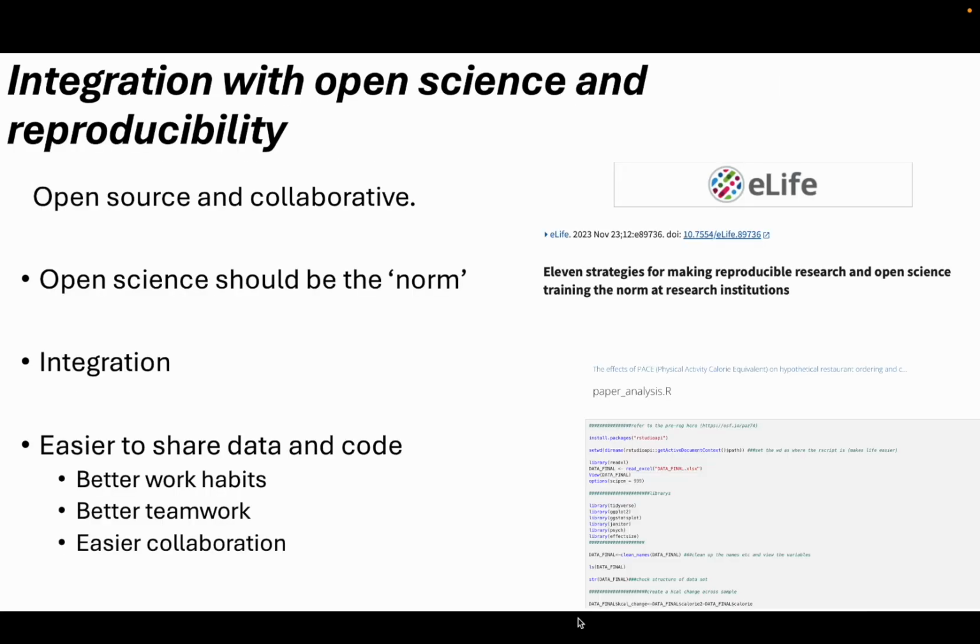Another one which I think will become more and more important over time is the integration with open science movement. So open science should be the norm. And I think in psychology, the reform has worked in a way that it's becoming more and more the norm now. So what we do should be open source, it should be collaborative, and things like R are integrated within the tools of open science much better.